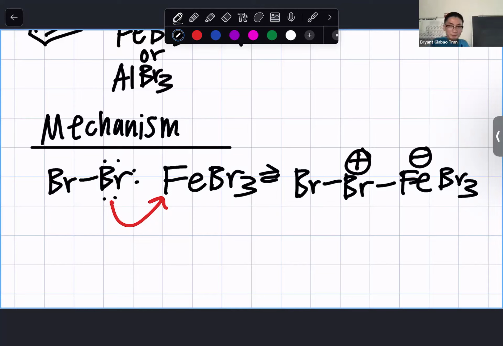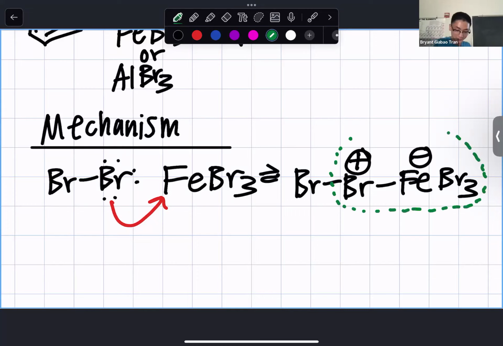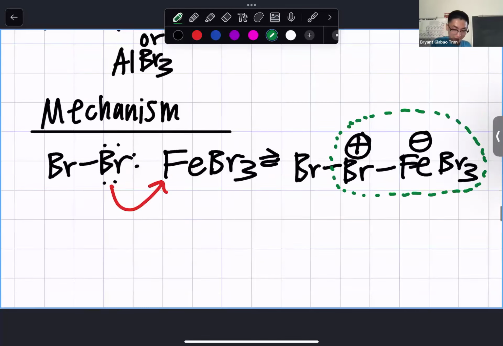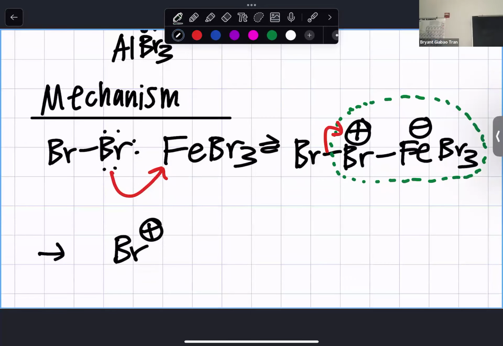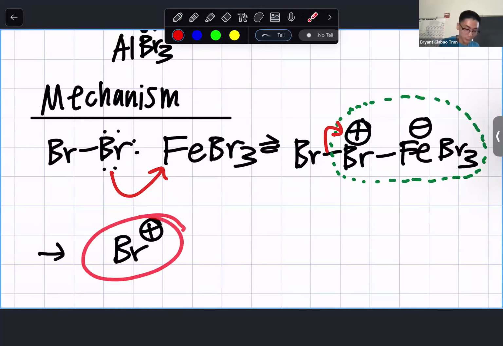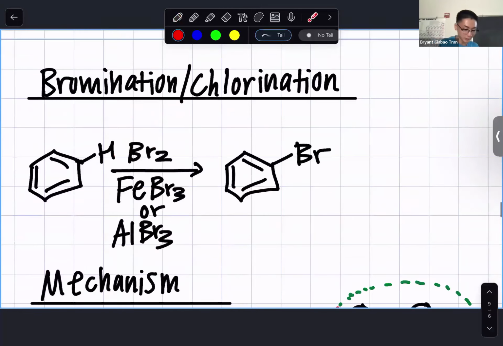Okay, so think of this right here that we just formed as a very, very good leaving group. That leaving group, you could just say it leaves by itself. When it leaves by itself, it will form bromine plus electrophile, like that, where this bromine plus electrophile is that bromine right there that lost the bond. Now this is the electrophile we were talking about in the general reaction.